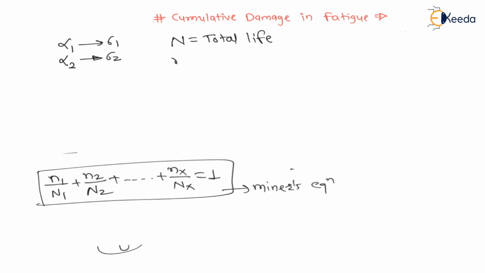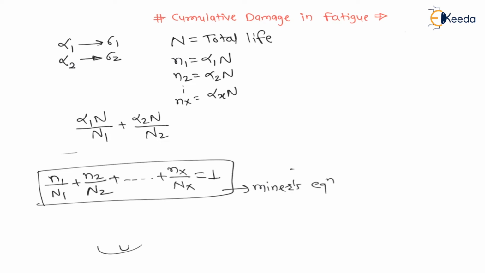Then this small n1 is nothing but alpha 1 capital N. Small n2 is nothing but alpha 2 capital N, because small n is nothing but the life for the percentage time for which sigma 1 is acting, right? Therefore n1 is alpha 1 N, n2 is alpha 2 N, so on. nx will be equal to alpha x N. Now put these values in Miner's equation. Therefore instead of n1 there will be alpha 1 capital N divided by N1 plus alpha 2 capital N divided by N2 plus so on plus alpha x N divided by Nx is equal to 1, right?